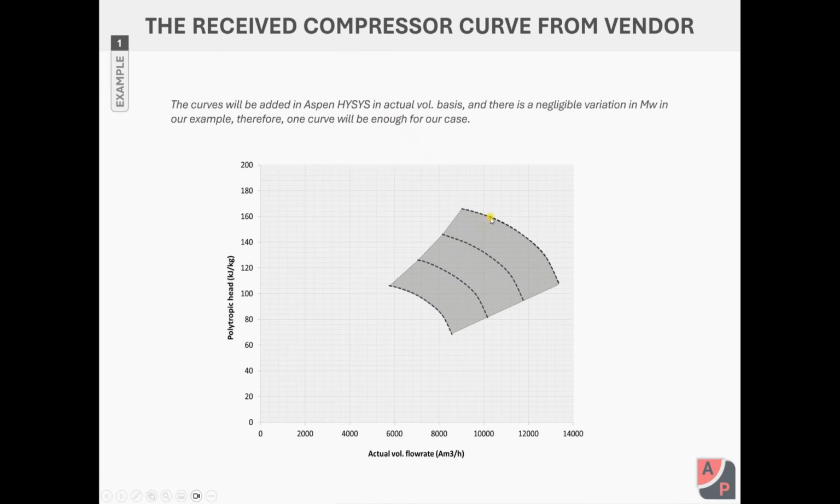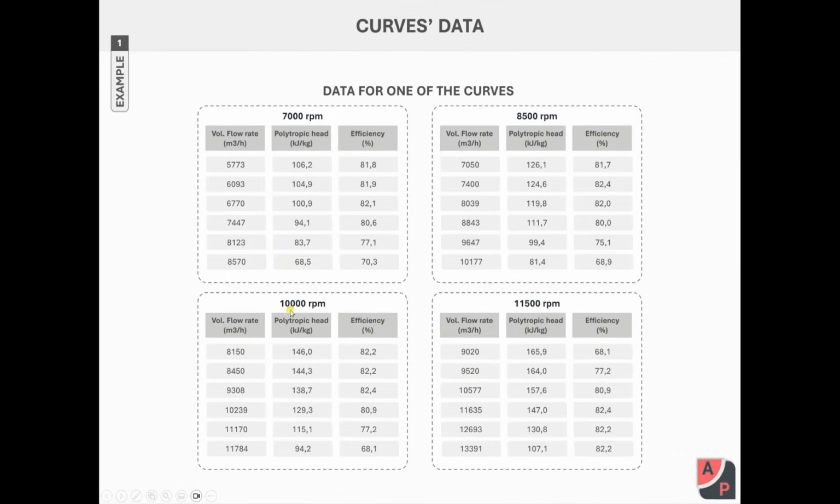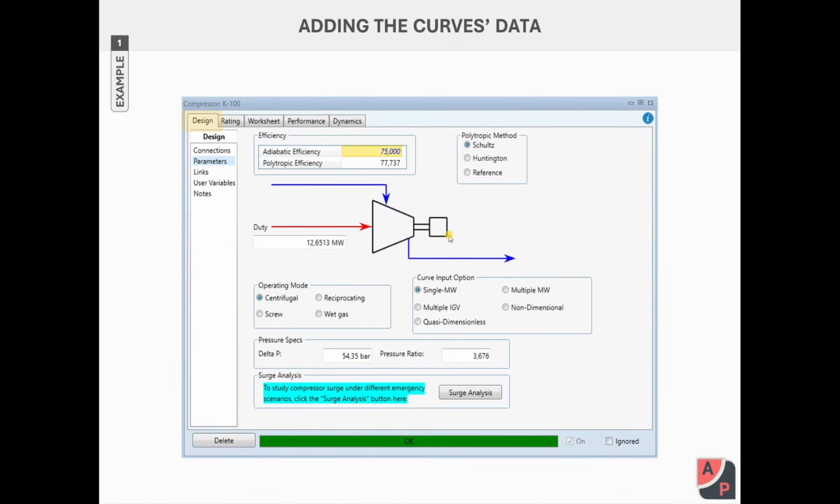So here I plotted four speed curves, four curves in different speeds. But in theory, we have an infinite number of speeds between the minimum and maximum speed. This is the curve data just for illustration. I have it also in the Excel sheet. Later you will see when I implement it in the simulation.